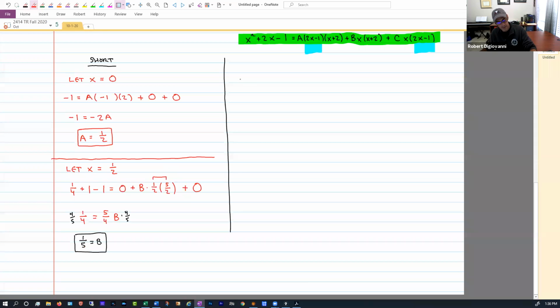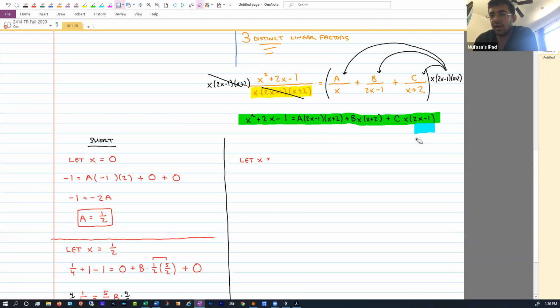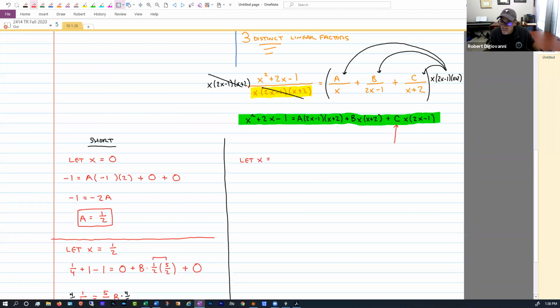So for C, I'm just going to have to do it over here. I need to let X be something here. Not 0, sorry. You can let X be 1, put in all the values of A and B, and then find C. Yeah, you could let X be any number you want at this point. Replace A with a half and B with a fifth and go solve for C. I agree, you could do that.